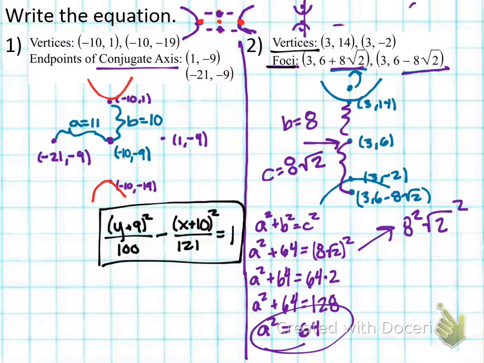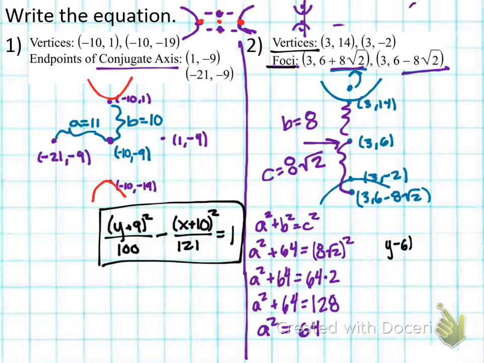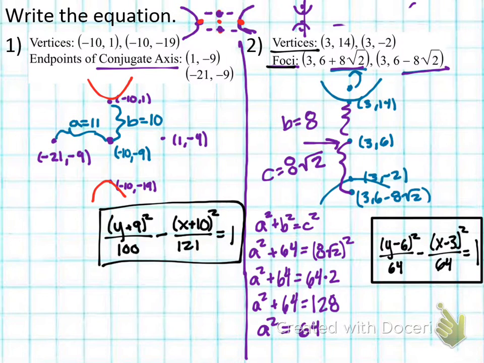Okay, now that I have A and B and the center, I can write my standard form equation. The hyperbola is on top and bottom, so I'm going to write y first. So I'll have y minus 6. Here, let me erase this. I'll have y minus 6 squared over 64 minus x minus 3 squared over 64 equals 1. Okay, and that's my final answer here. The 3 and 6 again come from the center point, h comma k.